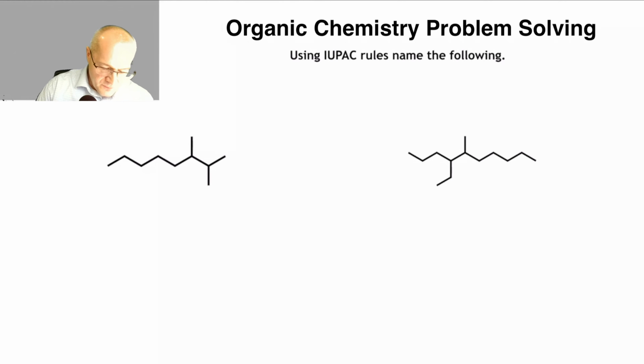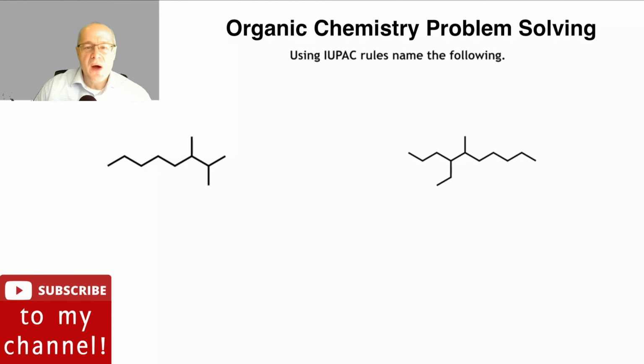So let's count. 1, 2, 3. Right here, there's 3 carbons in a row. Obviously, there's a longer chain than 3. So let's try another way. 1, 2, 3, 4. Going this way, we get 4 carbons in a chain. But I still think we can do better. 1, 2, 3, 4, 5, 6, 7, 8. So this is no doubt our longest chain.